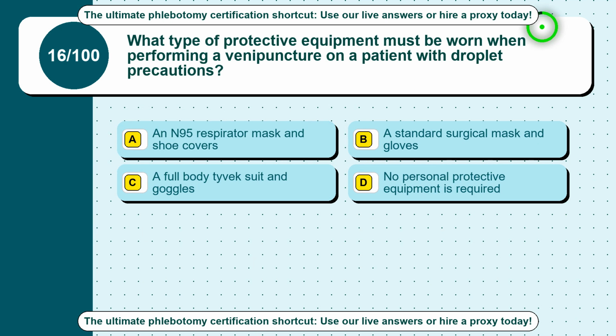Question 16. What type of protective equipment must be worn when performing a venipuncture on a patient with droplet precautions?